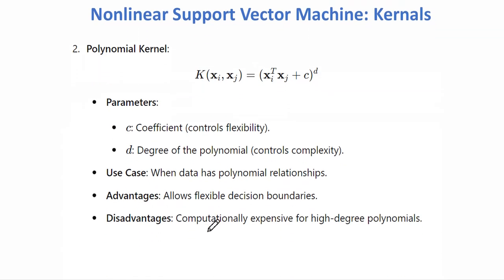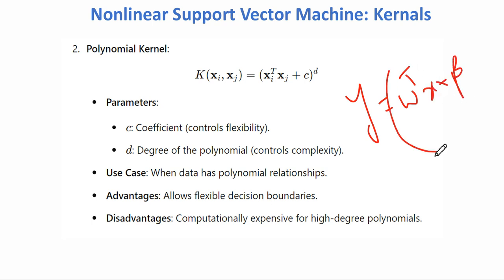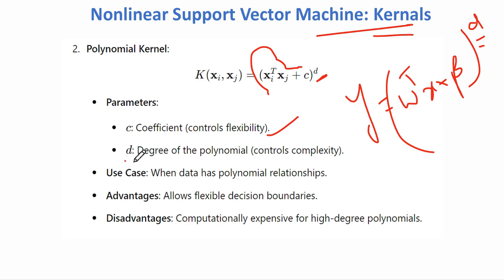And the polynomial kernel, simply we know the equation y equal to w transpose x plus some bias beta. If you increase the degree of this equation, then that kernel becomes the polynomial kernel. It is simply (xi transpose xj plus c) to the power d, where we are increasing the degree. Here c is some coefficient and d is the degree. When we visualize data having polynomial relationships, we apply the polynomial kernel.